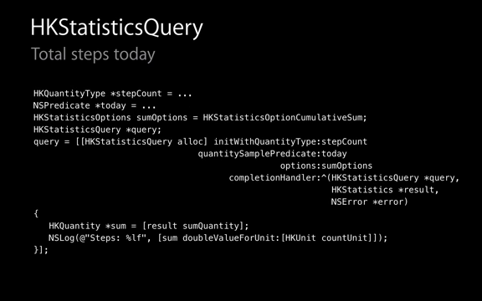So here's an example of us creating a statistics query. First, we get our quantity type, which in this case is step count. Next, we perform some date calculations to only return objects that happened today. We create our statistics options, which in this case is sum. And then, when we create our query, we tell it that we want all steps that happened today, and we want to take their sum. And in our completion handler, we'll be given an HKStatistics object that we can then ask for its sum quantity.